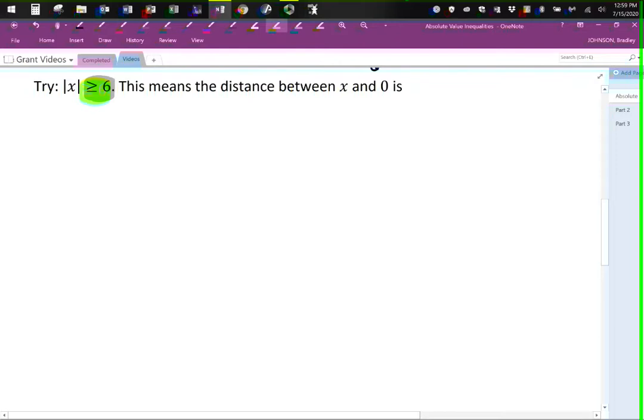So now greater than or equal to 6. Well, this means the distance between x and 0 is greater than or equal to 6. Okay, so I'll just highlight that. That's what the meaning is.